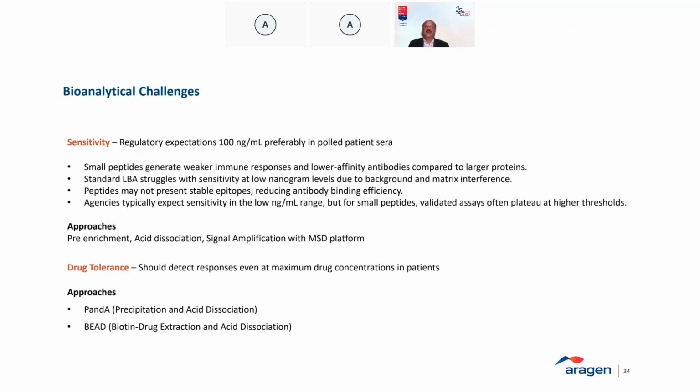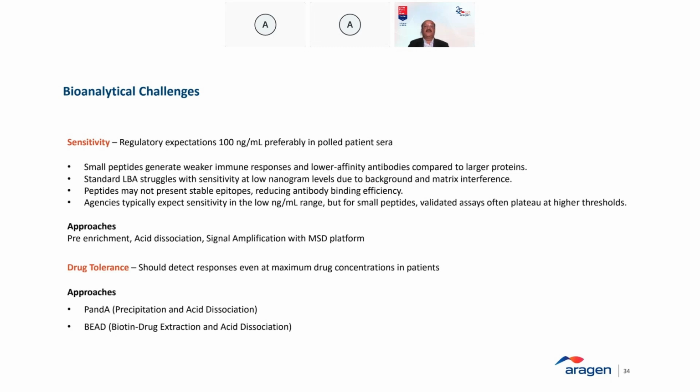Another challenge with the peptides is that they may not present stable epitopes, which reduces antibody binding efficacy. And when we do standard curves, since the peptides are in very high molar concentrations, the standard curve plateaus at higher thresholds. So you do not get very good linear responses like mAbs and other larger biotherapeutics.